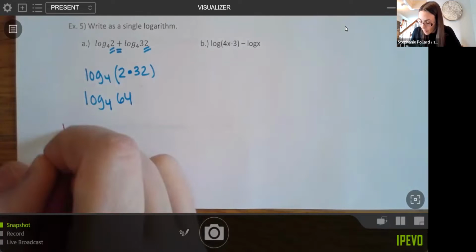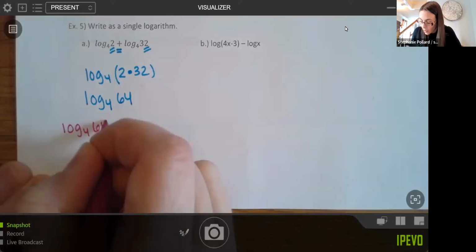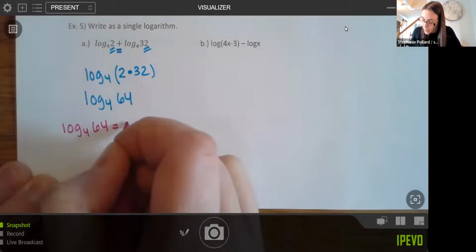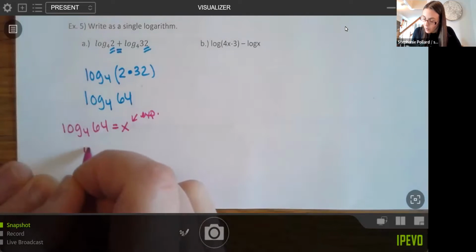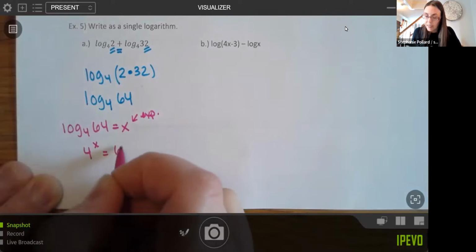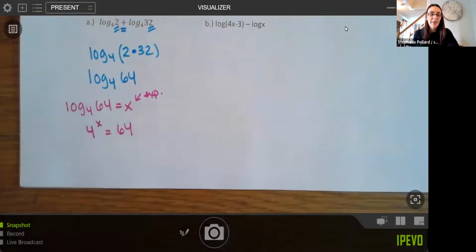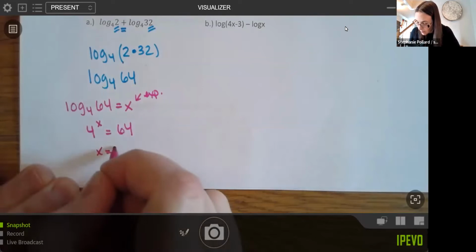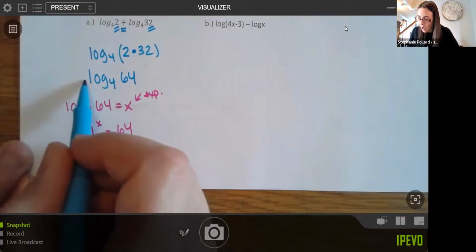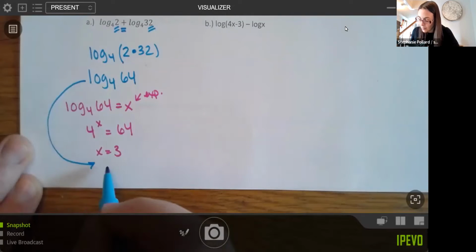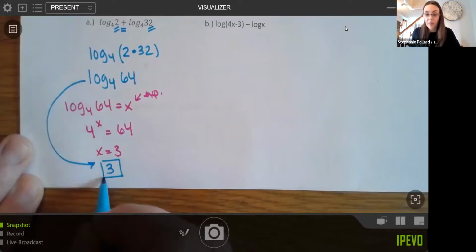So if you're evaluating logs, again, remember you're looking, I'm just going to use x here for my variable, you're looking for that exponent in this case. So we're saying, well, 4 to what power would give me 64? And the answer here is going to be 3. So 4 times 4 is 16, times 4 again is 64. So our answer here is 3. So what this means is that log 4 of 64 actually just simplifies to a final result of 3.